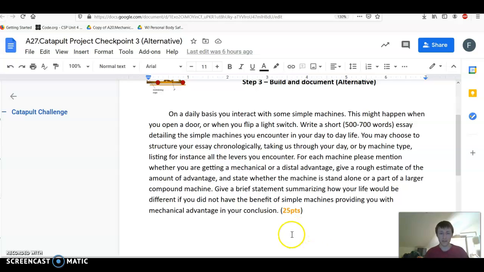And then at the end, give me as well an explanation of whether the machine is standalone or a compound machine, and summarize how your life would be different or probably more difficult without the benefit of simple machines.